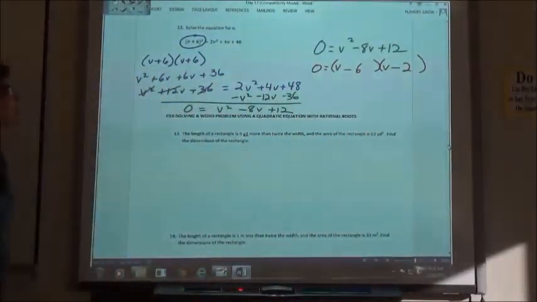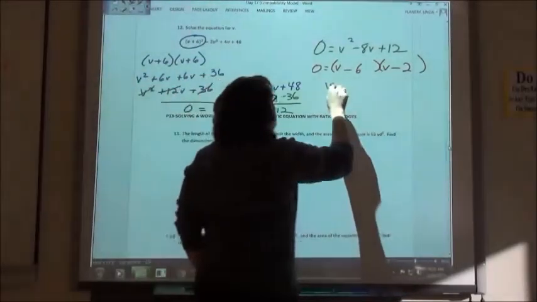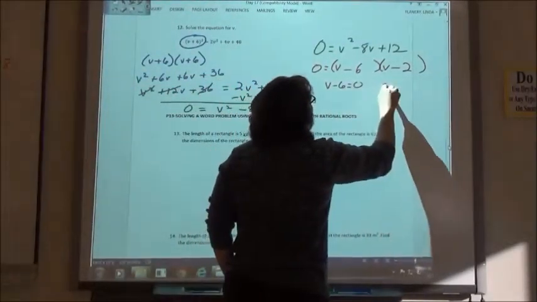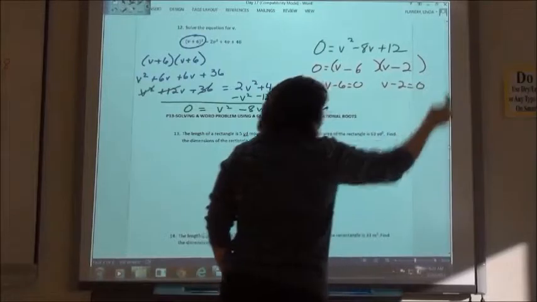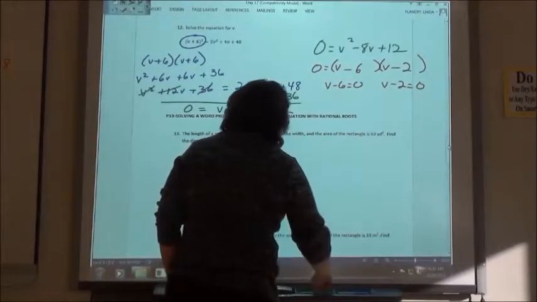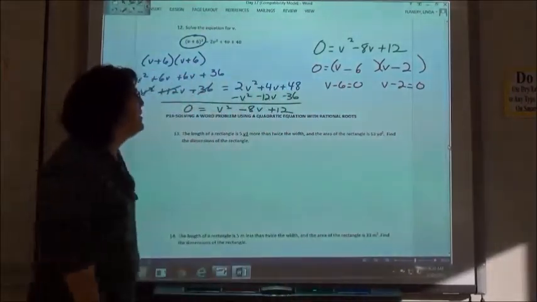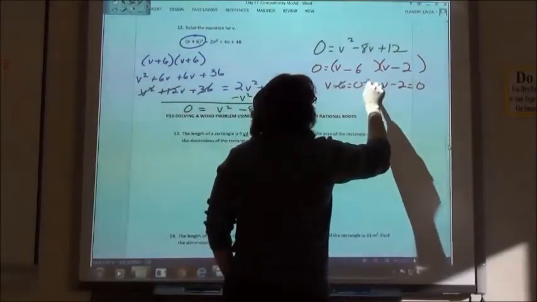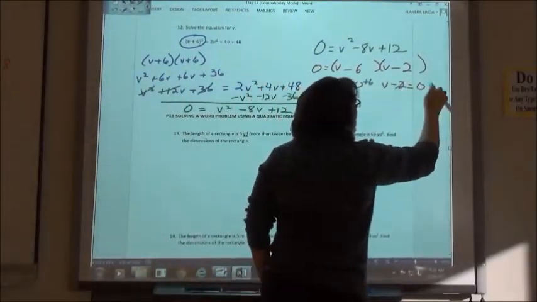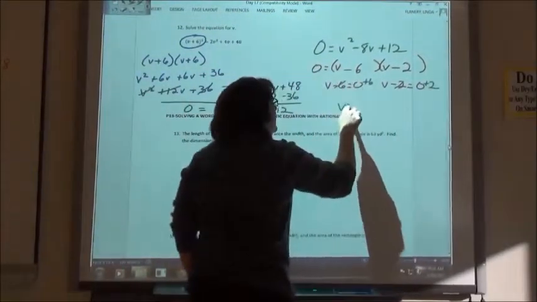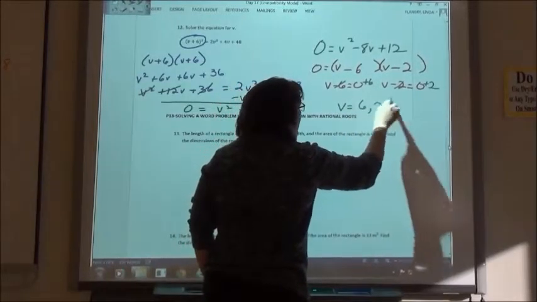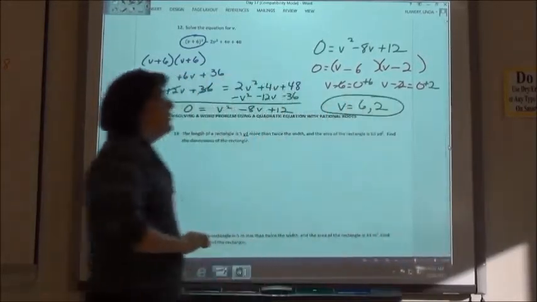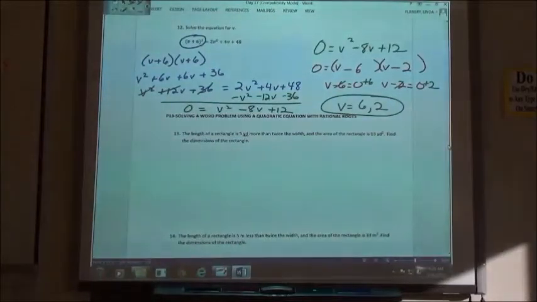So either V minus 6 is going to equal 0 or V minus 2 is going to equal 0. And so if I solve those, I'm going to add my 6 and add my 2, right? So 6 and 2 are my two answers.